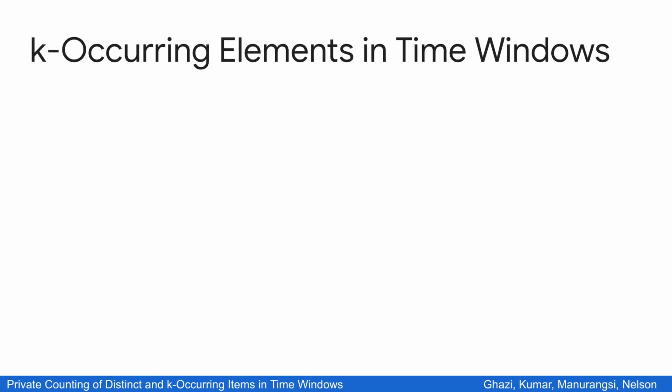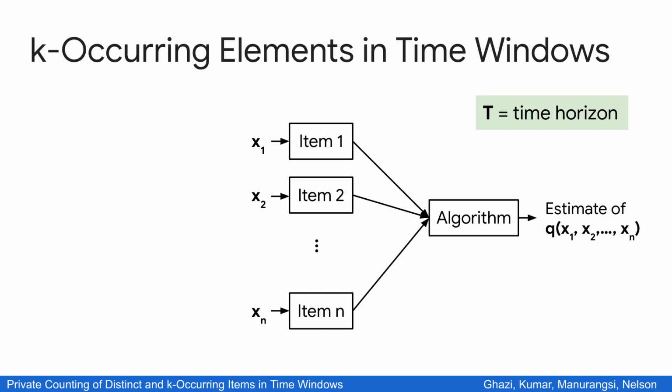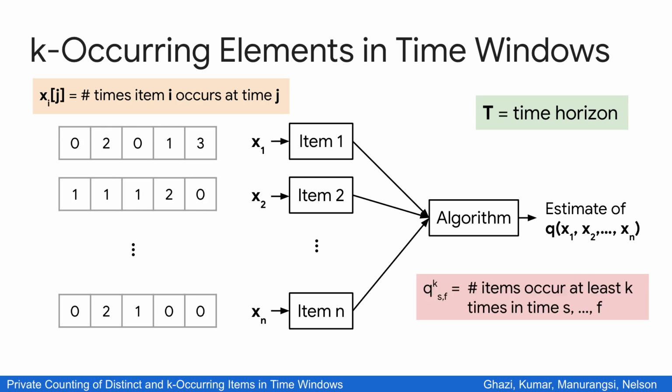Now we also consider a more general problem, which we call k occurring elements. The setting is similar to before, except that each vector xi is now not just a Boolean vector, but each coordinate can be an arbitrary integer. And the jth coordinate of xi now denotes the number of times that item i occurs at time j. For example, again, this may be our input. And now the query that we want also has an additional parameter k, and we want to count the number of items that occur at least k times within the time steps from s to f. When k is equal to 1, this is equivalent to the easier count distinct problem that we already discussed.